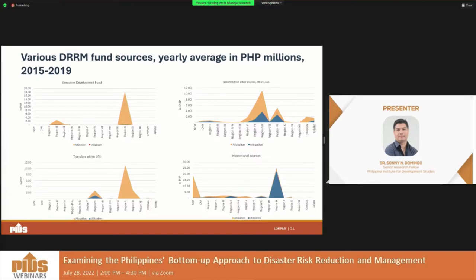So more graphs on the various DRRM fund sources. Yearly average in millions from 2015-2019. You have on top, upper left, your executive development fund. Upper right, transfers from other sources, including other LGUs. Lower left, transfers within LGU. And then international sources in your lower right. Again, the story holds that there is suboptimal utilization of such funding. Highest utilization is in the international sources of fund, probably because they are prompted to use this given accounting and auditing requirements. Next slide, Arvie.